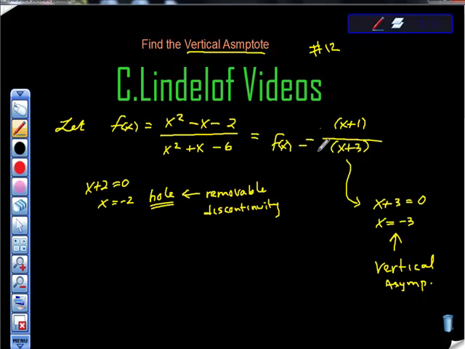But here, this x plus 3 at the bottom is not removable, and therefore we have to account for when x plus 3 is equal to 0, because when x plus 3 is equal to 0, the whole function becomes undefined. So I hope this is helpful.